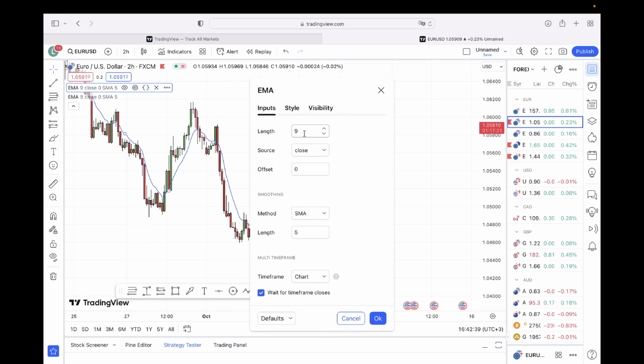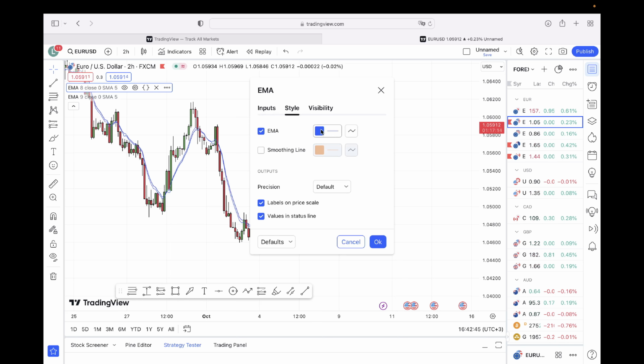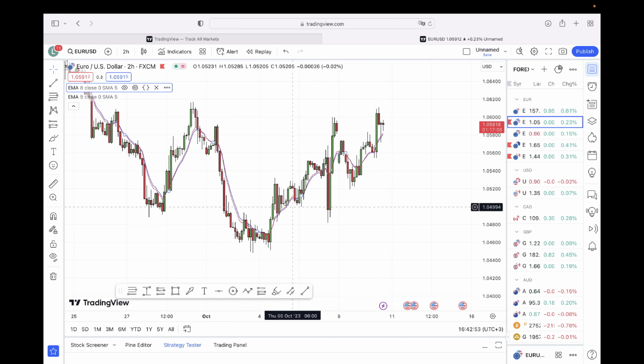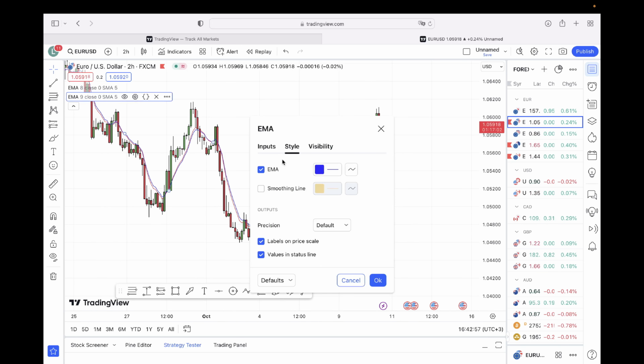So the first exponential moving average line, which will be shorter, should have the length of 8, and in terms of style, this will be the signal line. It doesn't matter what you choose, but I personally like it to be red because this will be a signal line. And if we're talking about the other line, we should go to settings and we should write an input of 14.